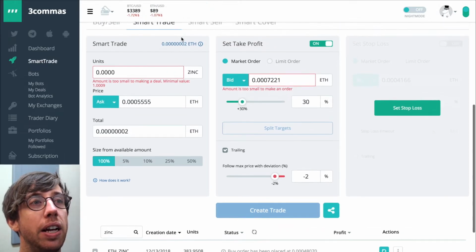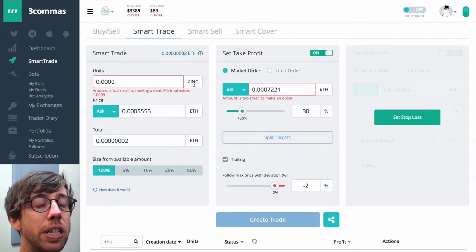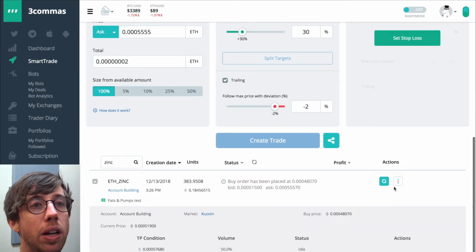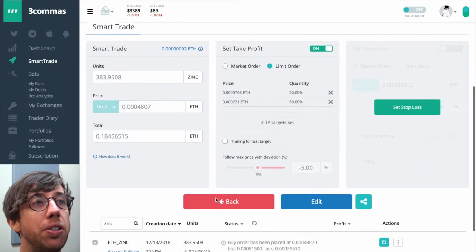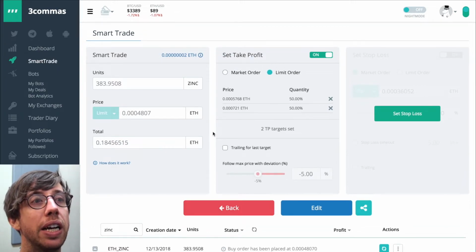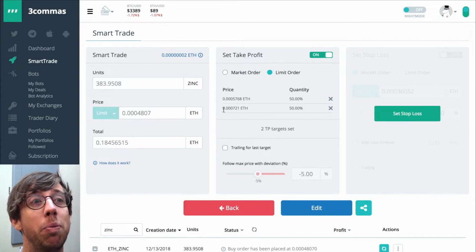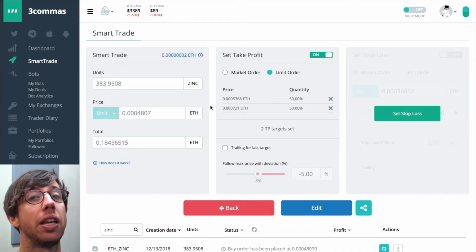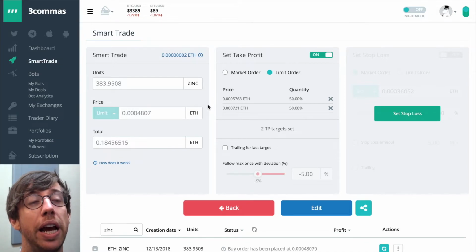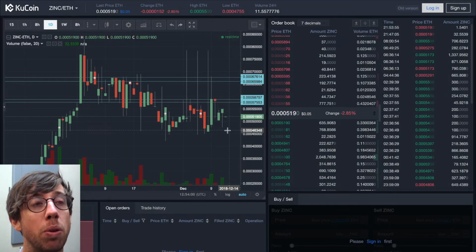I'm out of Ethereum here for Zinc because I've already placed my order. I'm going to actually go to the edit mode. You can see here my smart trade edit for Zinc that I have placed limit orders. I have split it 50-50 and I have a very small amount of Ethereum that I'm trading with. This is only 0.18 Ethereum. And because Ethereum has dropped so much, it is despicably low. But that's not deterring me because I am thinking long term, so I'm not bothered by that. And the whole point is that I want to have small amounts. Why? I want to blend in with the order book.